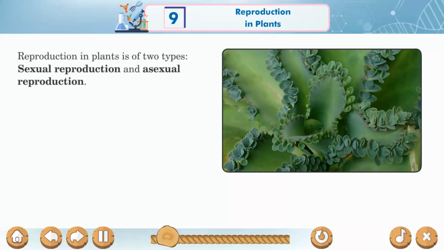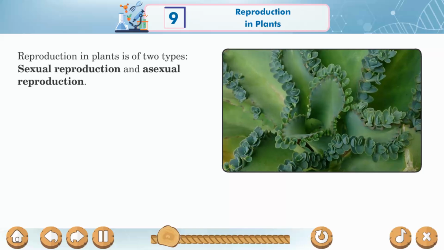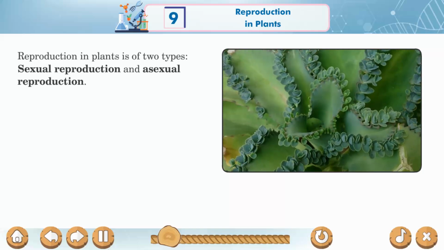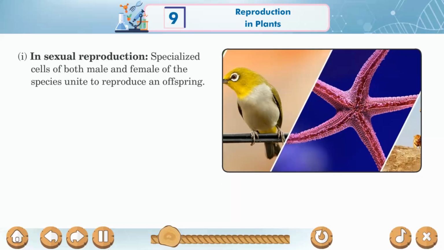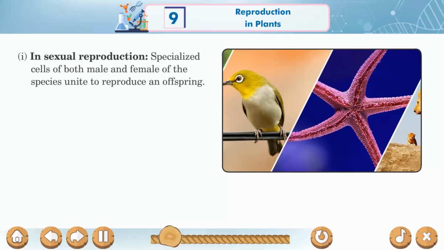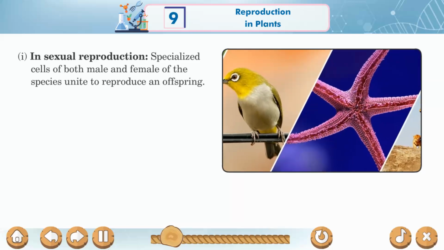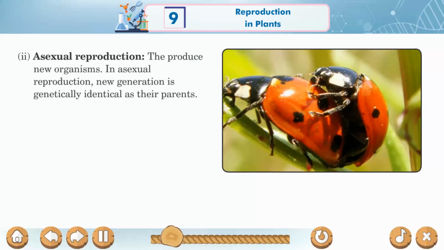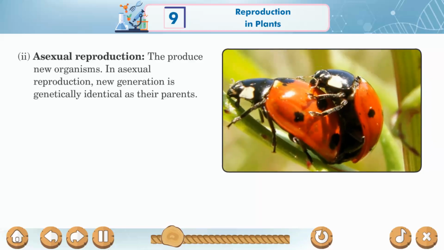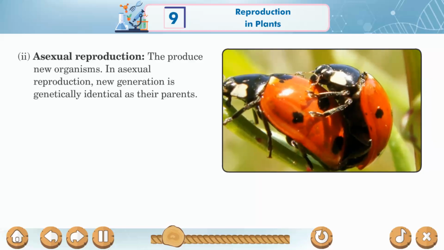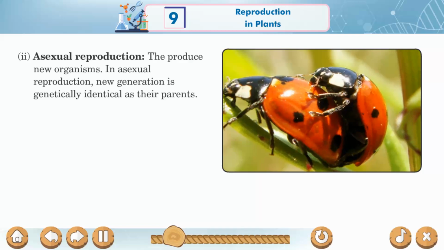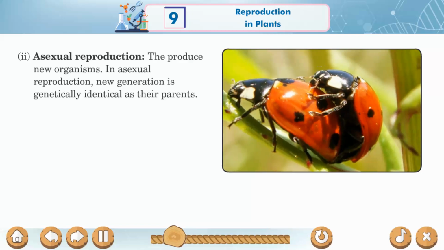Reproduction in plants is of two types: sexual reproduction and asexual reproduction. In sexual reproduction, specialized cells of both male and female of the species unite to reproduce an offspring. In asexual reproduction, they produce new organisms. In asexual reproduction, the new generation is genetically identical to their parents.